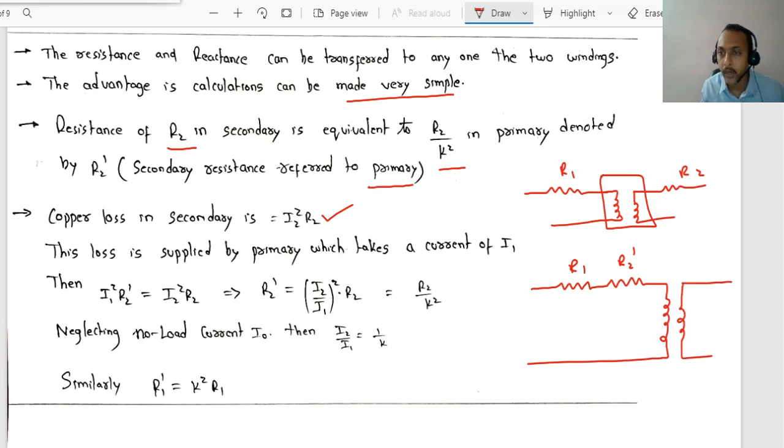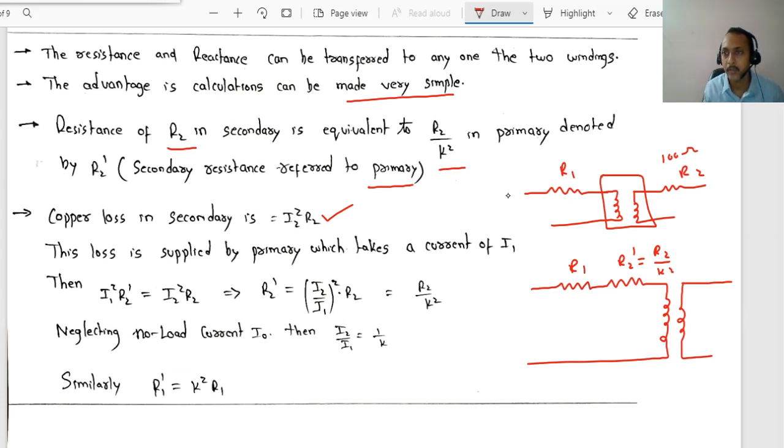While transferring this resistor from secondary to primary, it does not mean that, for example, if here it is 100 ohms and you transfer it to the primary side, the value will also be 100 ohms. No, you don't understand like that. R2 dash must be equal to its previous value, R2 divided by K square. That much value you have to place in the primary side if you are bringing the secondary side resistor towards the primary side. Very, very important.